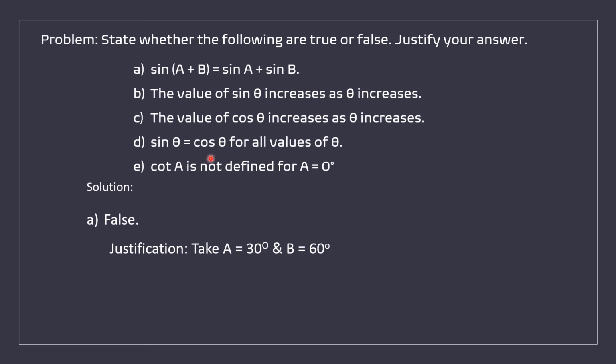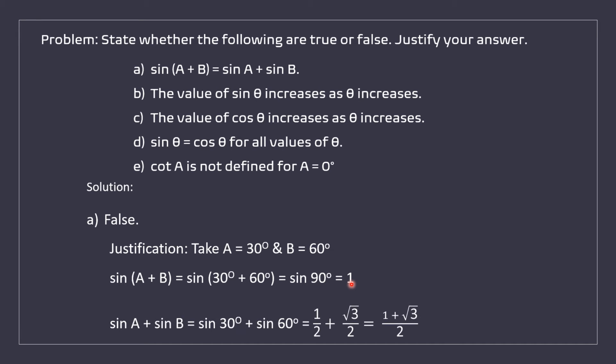For these two angles, I will calculate both LHS and RHS. LHS is sine of A plus B, which is sine of 30 plus 60, because A is 30 and B is 60. 30 plus 60 is sine 90 degrees. Sine 90 is 1, as we know from the values table. Now RHS is sine A plus sine B, that is sine 30 degrees plus sine 60 degrees. Sine 30 is 1 by 2 and sine 60 degrees is root 3 by 2.